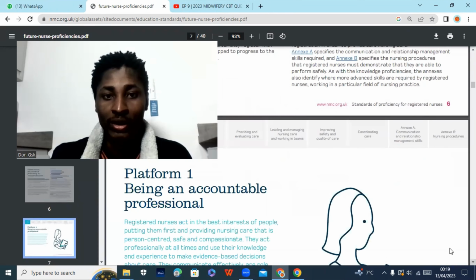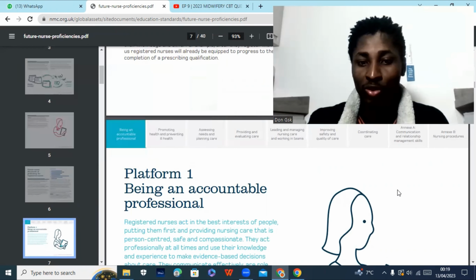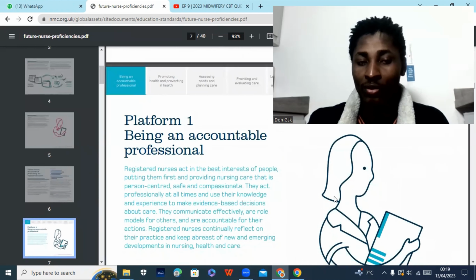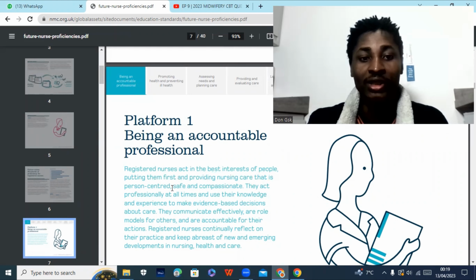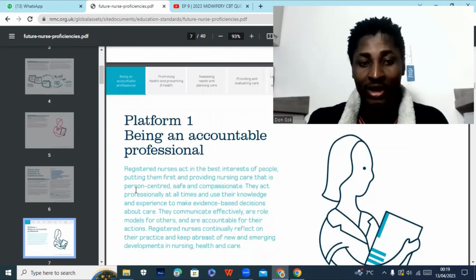Platform 1. Platform 1 talks about being an accountable professional. So what does it mean? It means that registered nurses act in the best interest of people, putting them first, and providing nursing care that is person-centered. So the person-centered has been repeated again. If you don't know what person-centered care is, it means you need to search and read on it. Then safe and compassionate. They act professionally at all times and use their knowledge and experience to make evidence-based decisions.